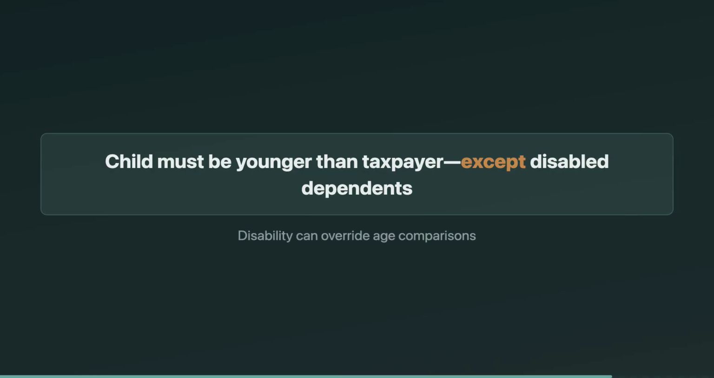There's also a younger than the taxpayer rule. Generally, the child must be younger than the person claiming them, but disability overrides that. So yes, you can have a qualifying child who is older than you, if they're permanently and totally disabled. That sounds absurd, which is exactly why the exam likes it. If you see disability, don't apply the younger than rule.